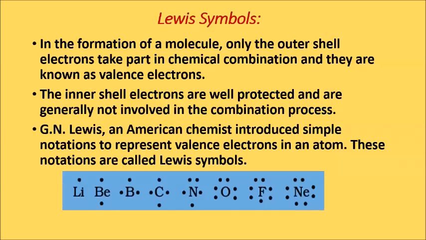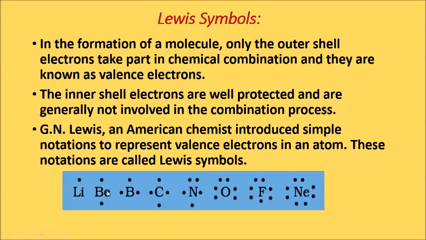Let's see an example, lithium. The atomic number is 3, and we can arrange the electrons as 2 in the first shell and 1 in the second shell. We take only the outermost electron, that is, the 1 electron. We write the symbol of the element, and then represent the outermost electron with a dot. This is the dot structure of lithium, or the Lewis symbol of lithium.